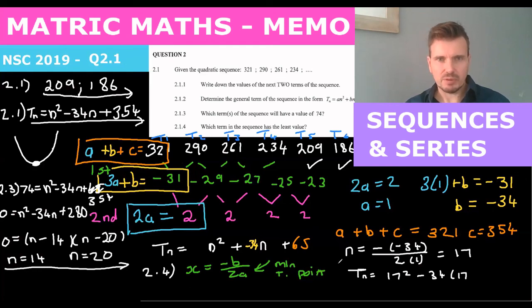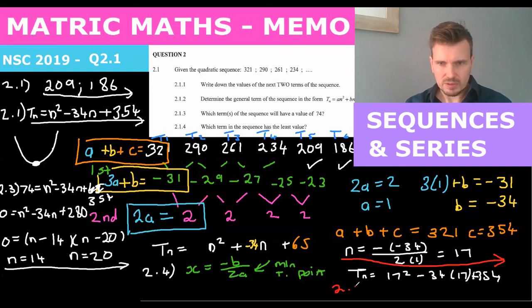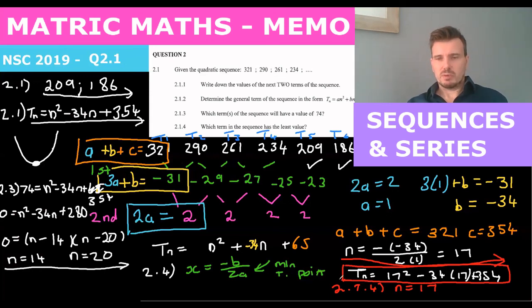So that's the answer. If they wanted to find out the smallest value, we would then substitute this in plus 354. But we don't need this. So our final answer is just this here, underlined in red. So n equals 17, and I don't need this. This here is just if they were to ask you, what is the smallest number possible? Okay, so that is question 2.1, and in the next lesson we will do 2.2.